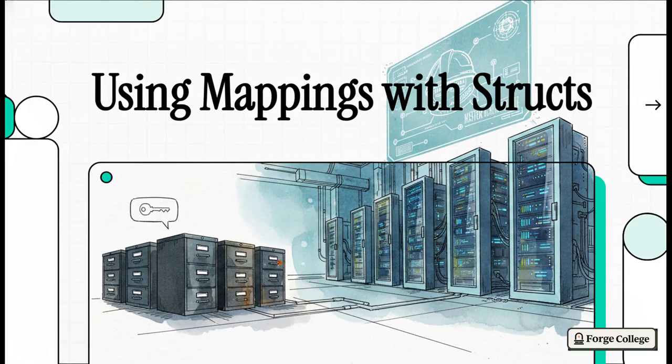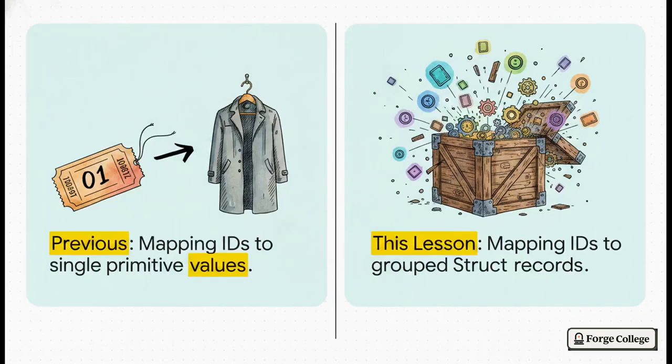Today, we're basically putting on our Master Architect hard hats. We're going to take our Solidity smart contract storage and completely evolve it. We're moving from basic single-drawer filing cabinets into fully fledged complex data centers. And the blueprint for today's build? Using mappings with Structs.